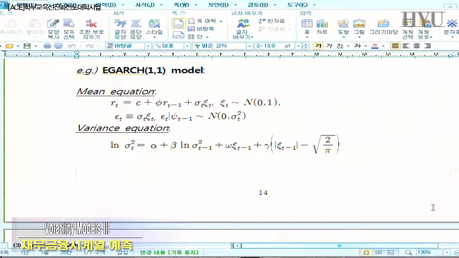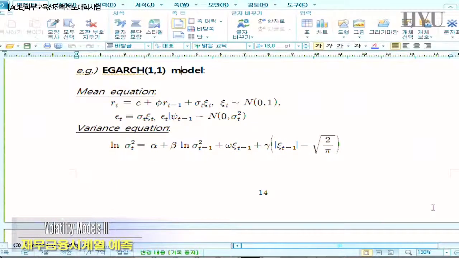So this one is basically the one capturing the leverage effect, and if omega turned out to be non-zero, then we say there is that kind of effect. So if you take the first derivative of this one with respect to that, then you can see that this magnitude will be different, depending upon the sign of this one. So this is a leverage effect term.